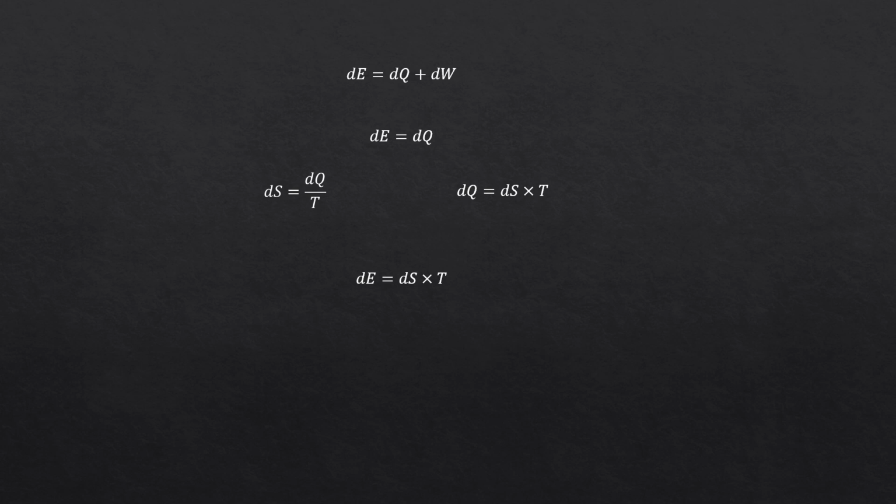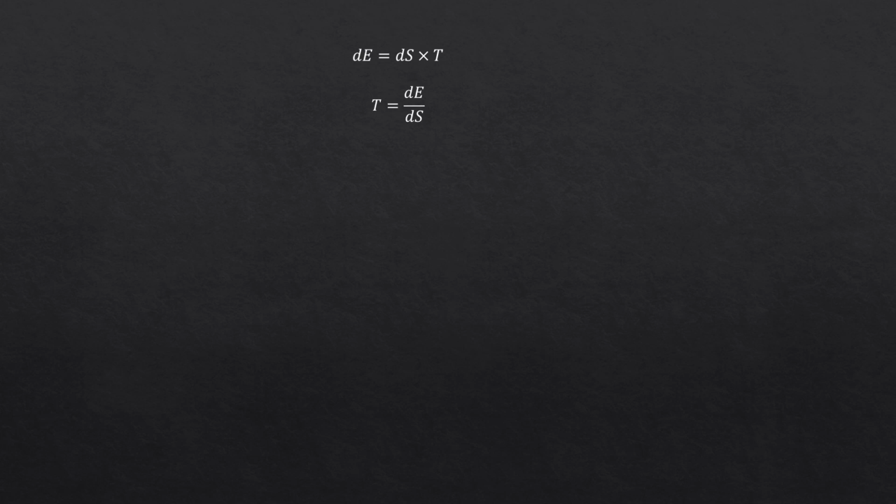From this, we're going to divide both sides by dS. So we get the temperature is equal to the rate of change of energy divided by the rate of change of entropy. Now all we're going to do is a little mathematical trick and rewrite the right hand side: the rate of change of entropy divided by the rate of change of energy, to the power of -1. The reason we've done this is because we're going to make a substitution later.